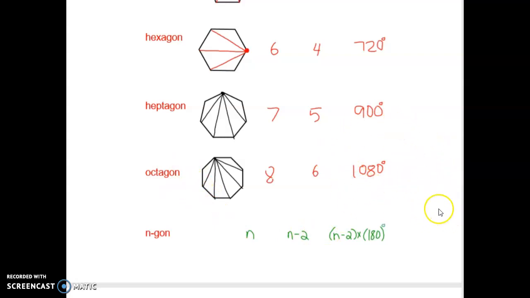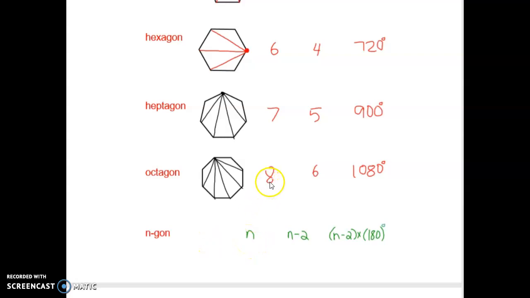Now I can repeat this for 9, 10, 11, 12 sides, so I'm just going to come up with a general rule. I'm going to call my shape an n-gon. So n represents, again, 9, 10, 11, 12, 15, however many sides we have in our shape. Okay, so I have a total of n sides.